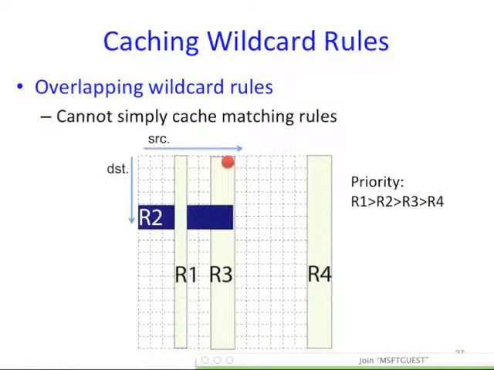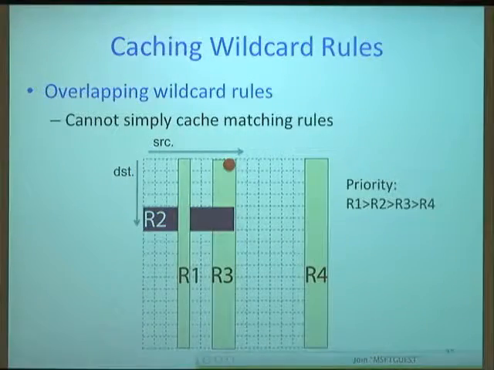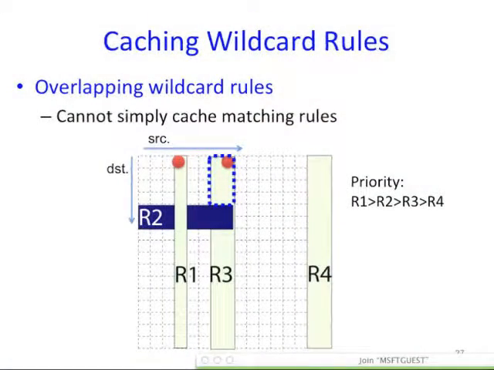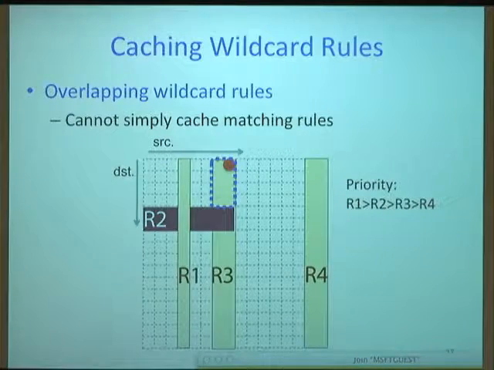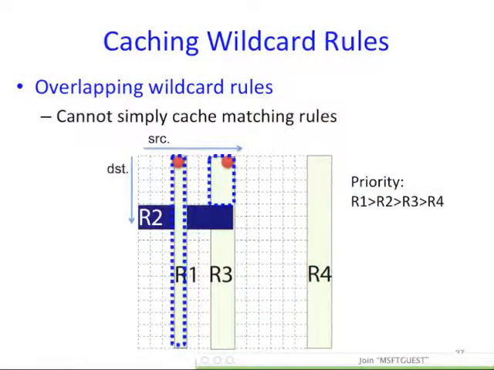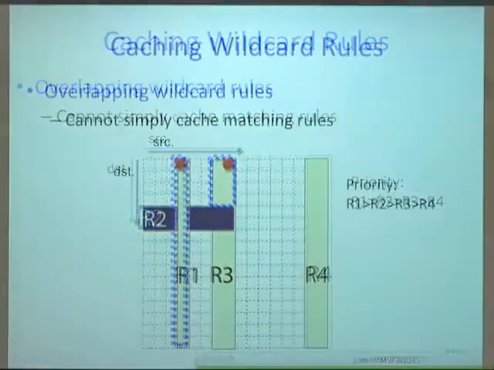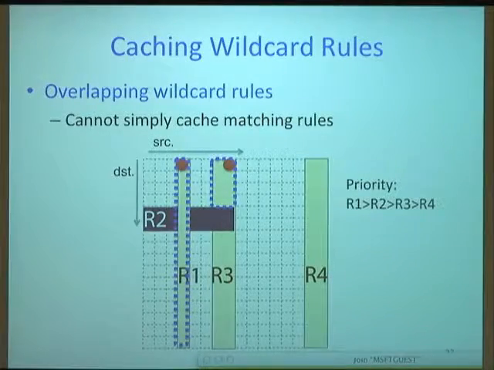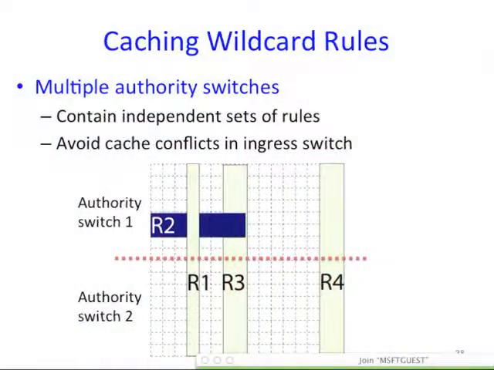So if a packet matches rule 3, we can't simply cache rule 3, because another packet that matches both rule 2 and rule 3 should take rule 2's action. So instead, the authority switch should generate a new rule that covers this blue rectangle space and only cache this new rule. A different case is that if a packet matches rule 1, then it can just cache rule 1 directly.